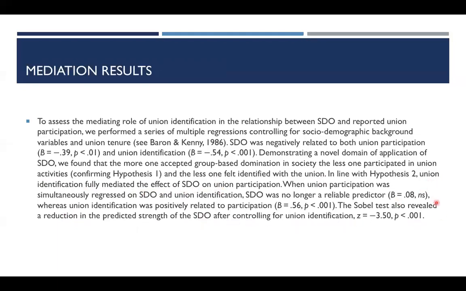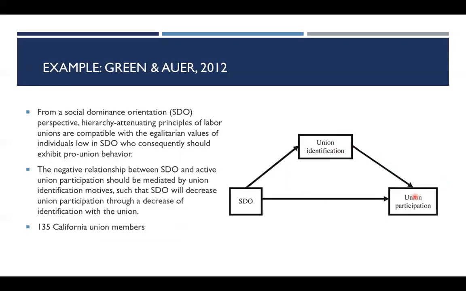So this is an example where they're not using the Hayes bootstrap, they're using that multiple step method that we talked about, and then they're using the Sobel test as a way to test the indirect effect instead of the bootstrap confidence interval. So if you remember the chapter that we read about mediation, you'll remember how Hayes talked about this Sobel test. This is a different way of answering the same question. Is that indirect effect significant or not? And here they did find that unit identification was a mediator between social dominance orientation and union participation.